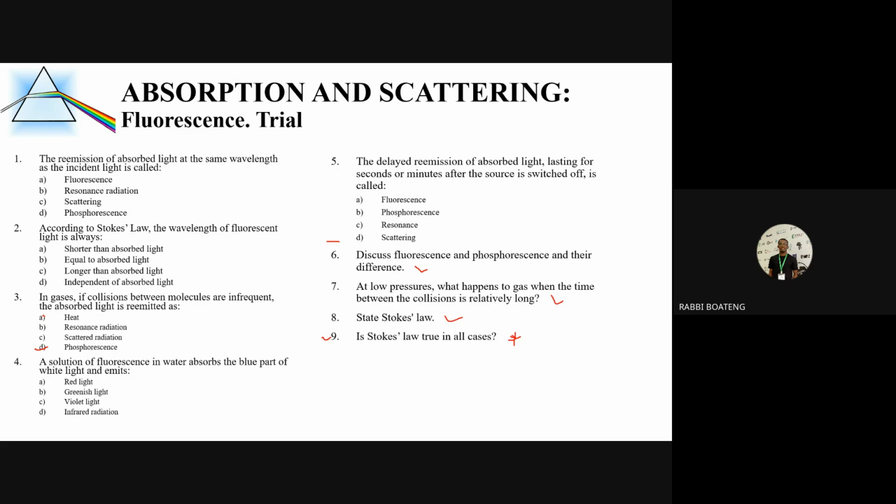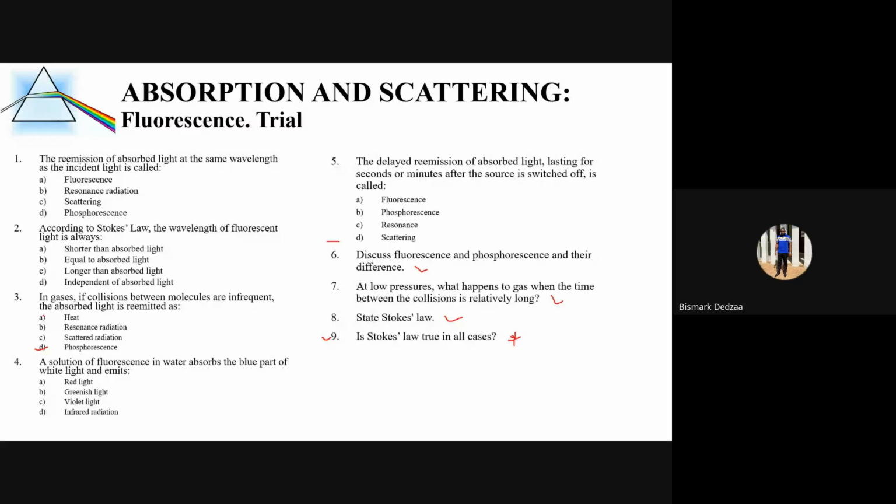So a solution of fluorescein in water absorbs the blue part of white light and emits... If it absorbs the blue part, what will it emit? It will emit red light. This one, the question is very dicey. In fact, when it absorbs blue light, it can re-emit green too. It can re-emit red, as far as it re-emits a longer wavelength than the absorbed one. That is fine. So here, when you choose red, that is correct.